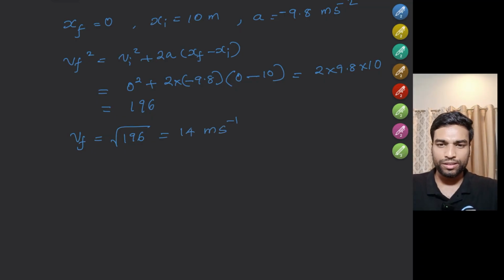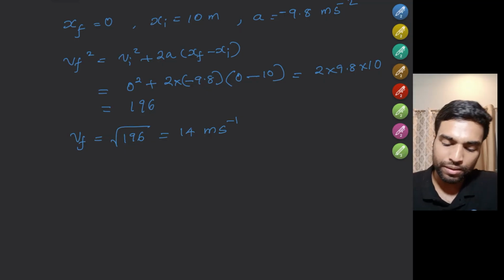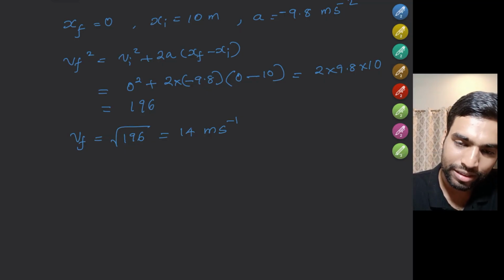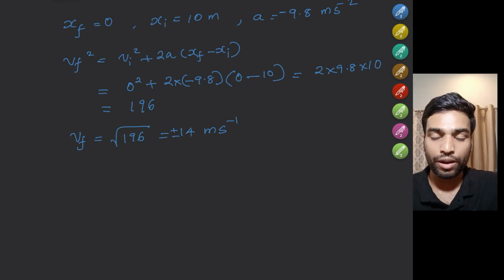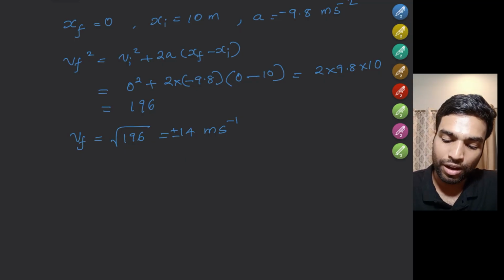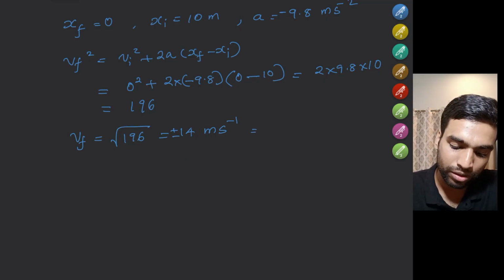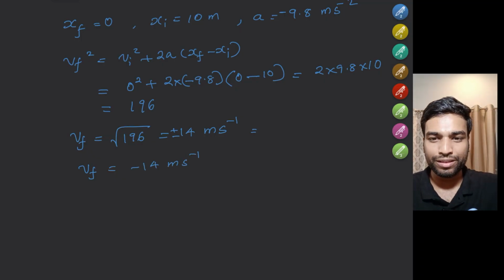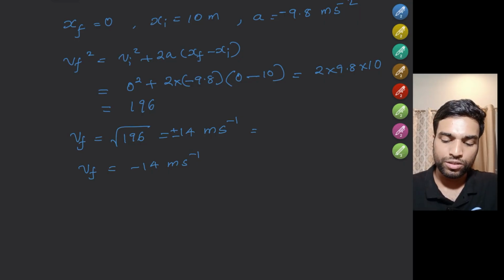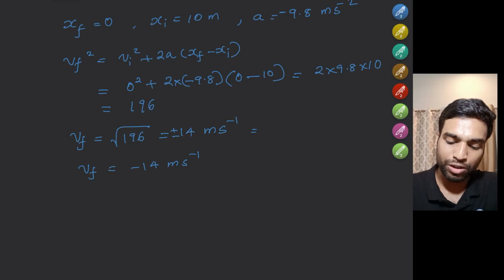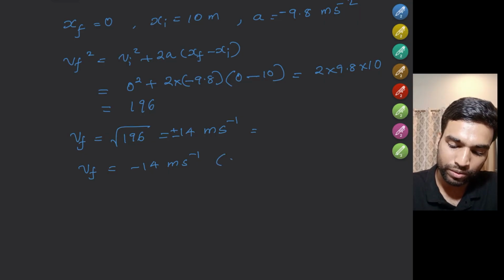However, is it right? See, the square root of 196 can be either positive or negative. So which one do we have to choose? We have to choose Vf is negative 14 meter per second. Now pause the video and think about it. Why is it negative? The reason is the velocity is downward, correct? So that's why we are choosing negative 14 meter per second, downward.